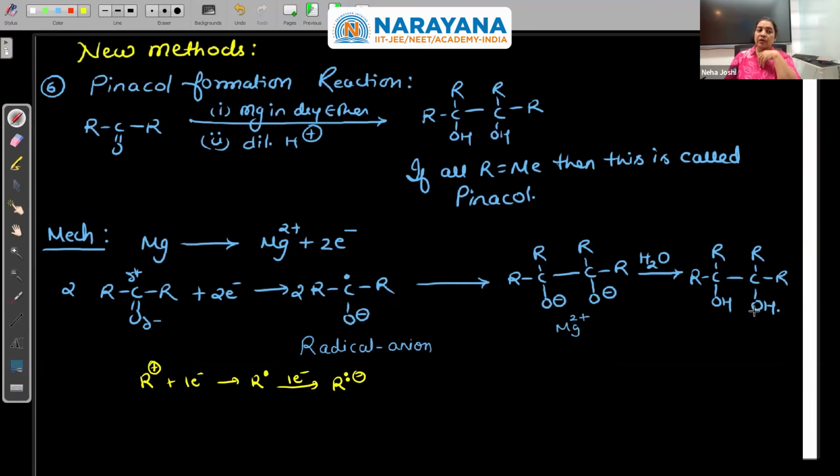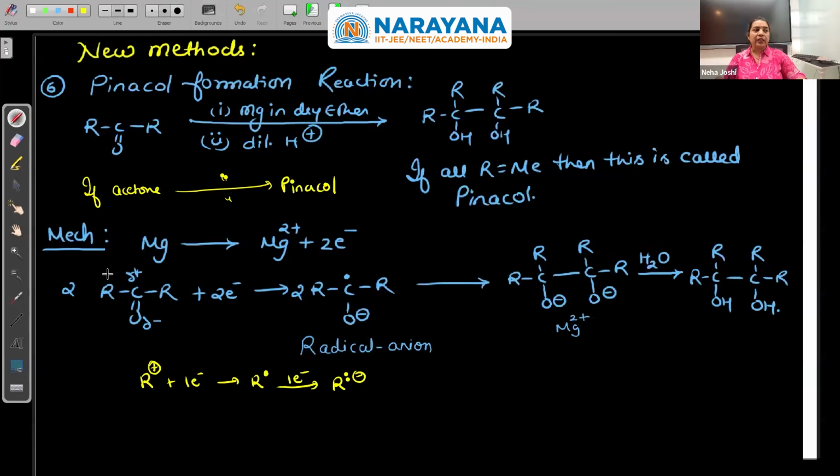And when I add water, see, OH, OH is there. RCROH, RCROH, OH. So this is how my vicinal diol is formed. Is that absolutely clear? This you can take on any ketone. If I start with acetone, then by this reaction, I will get pinacol.